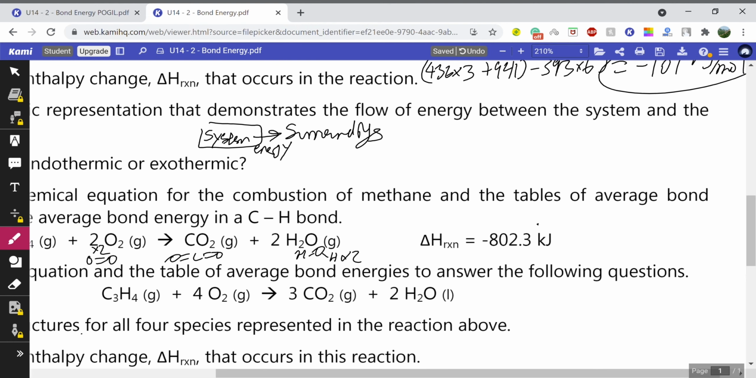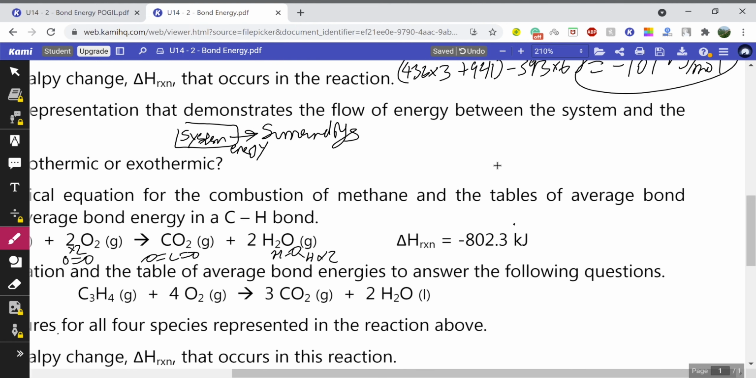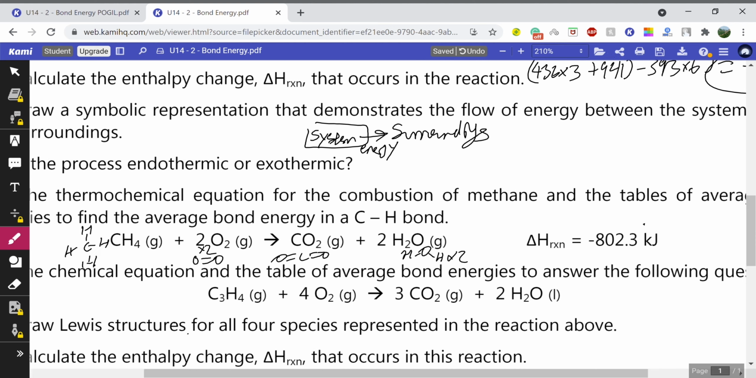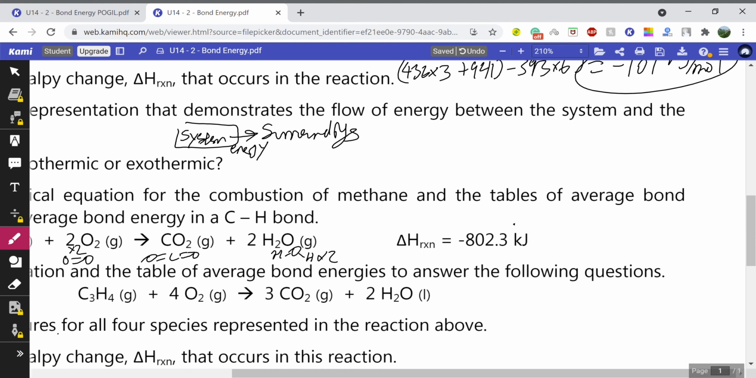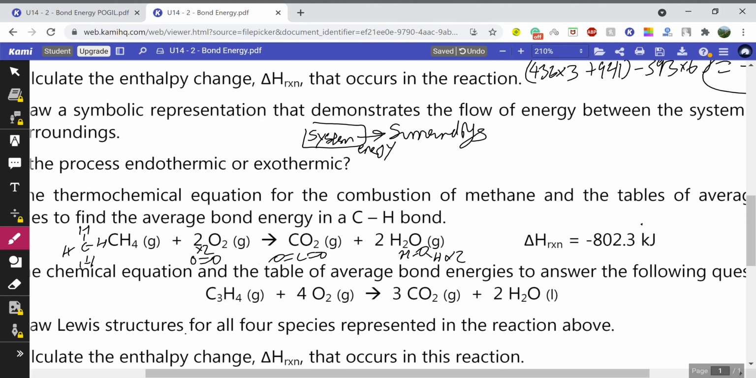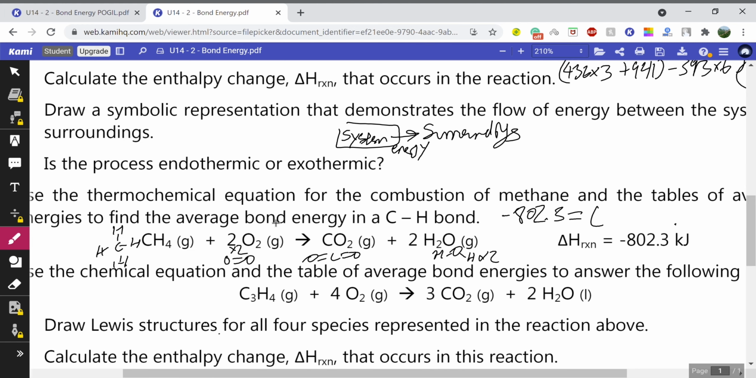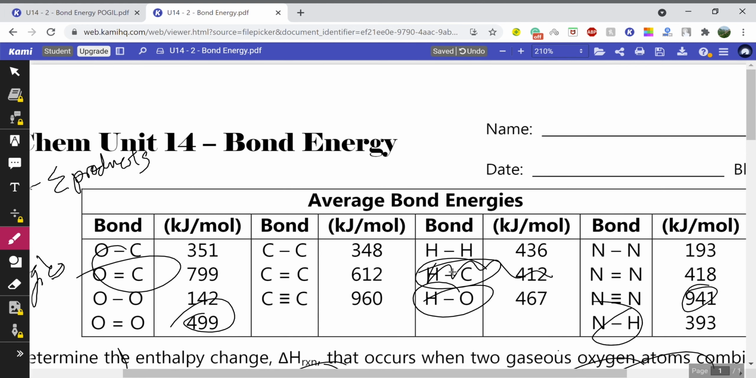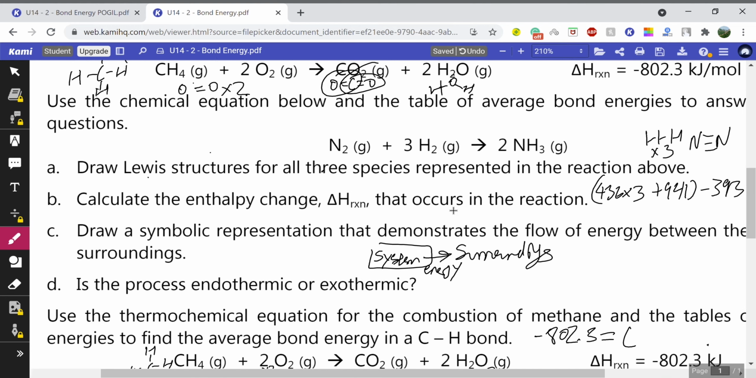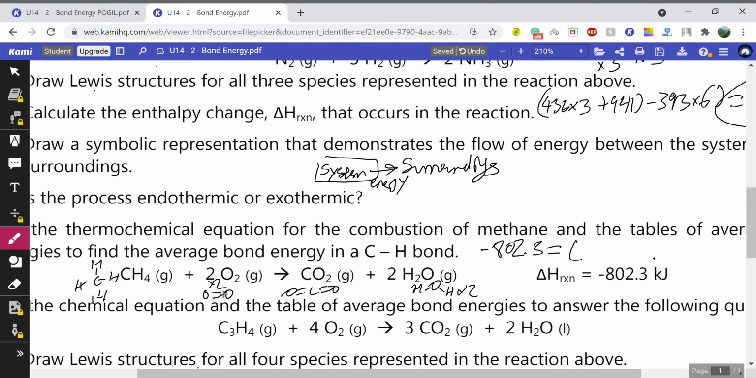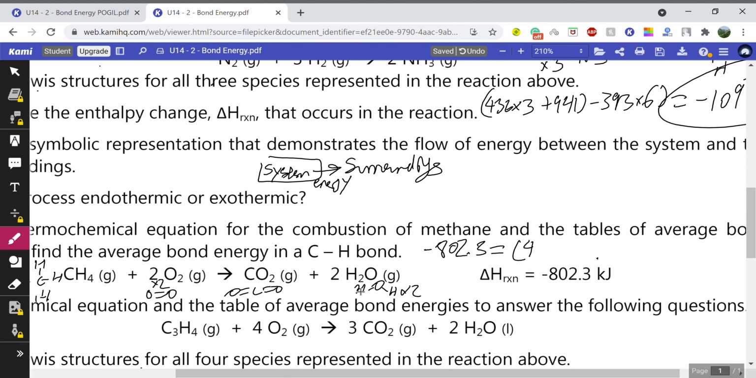So the way this will work is, since the change in energy is equal to our reactants minus products, we can set up an equation. Negative 802.3 is equal to reactants minus products. What is the reactant? The CH bond. We don't know what the CH bond is, so this is what we're looking for. How many CH bonds are there? 4. So let's use the variable x: 4x.